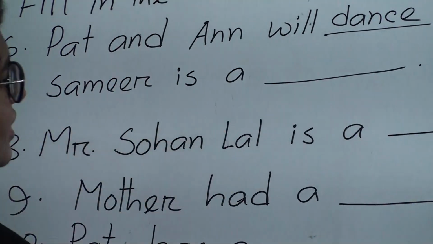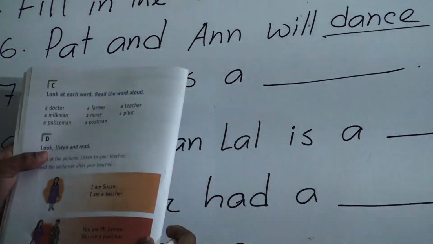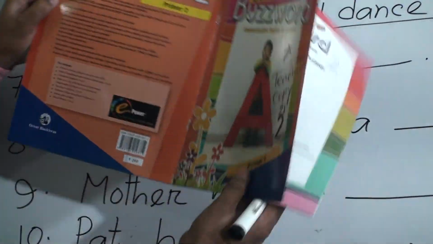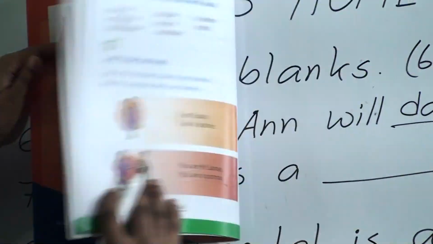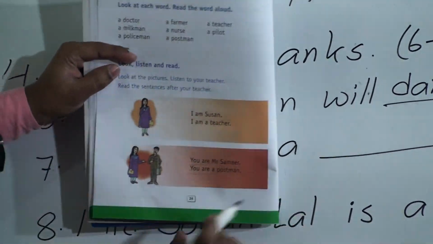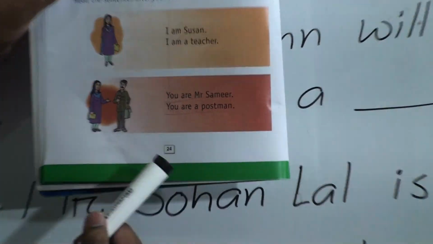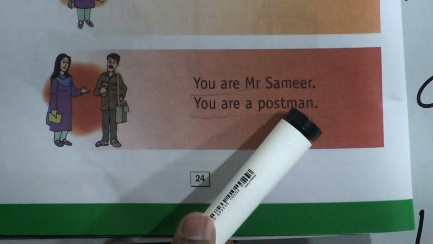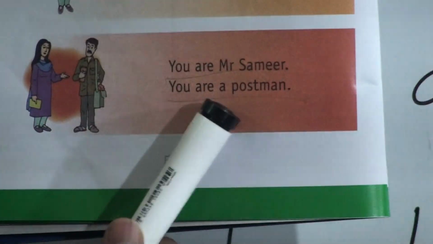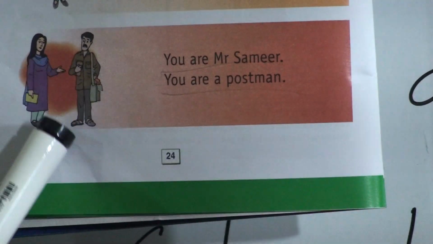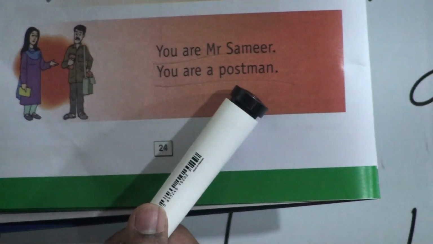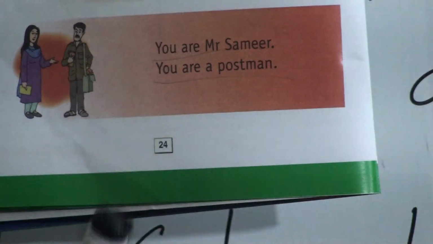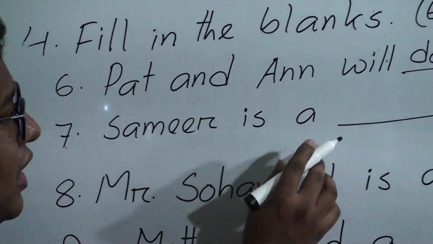Next one. Number 7. Samir is a dash. So where we will find the answer? So this is your Buzzword book, New Success with Buzzword, Primer 2, and you will go to page number 24. You can see you are Mr. Samir and you are a postman. You can see the khaki dress of the postman. So Mr. Samir is a postman. Okay, so our answer will be number 7, Samir is a postman.